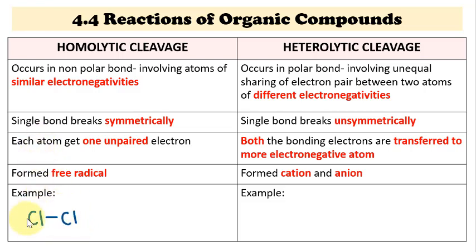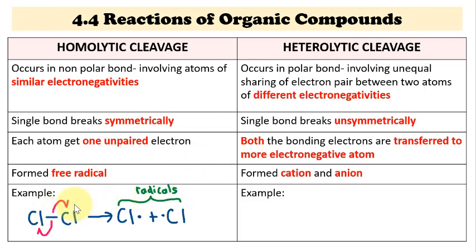So in the chlorine molecule, the single bond here has two electrons. It will break symmetrically, where these two atoms will each get one unpaired electron. So it will break symmetrically, right? And it will form two chlorine radicals.